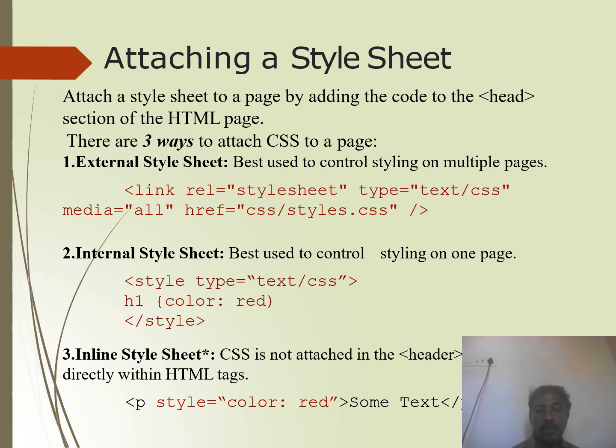Then how do we attach a style sheet? Here we discuss the syntax. First, the external style sheet: link rel equals stylesheet, type text/css, media all, href equal to csm/styles.css. Actually, this is the syntax. Therefore, we are linking that file, which is external.